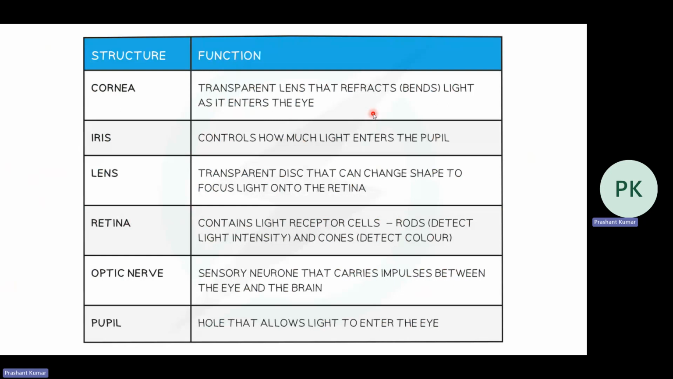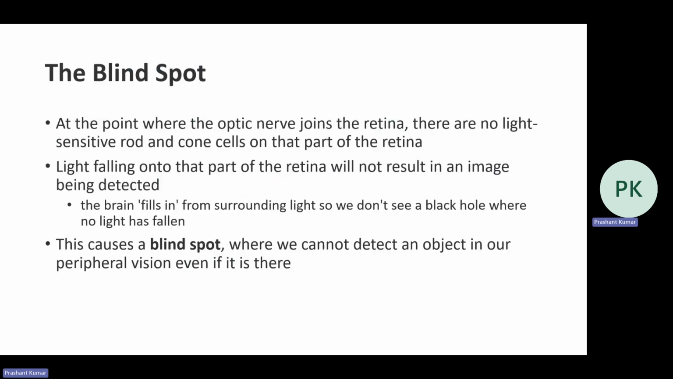What is the retina? The retina contains light receptor molecules, and we have two types of light receiving cells, rod cells and cone cells. Rod cells have the function to detect light intensity and the cone cells detect color. Optic nerve. The optic nerve is a bundle of nerves, right? They carry impulses between the eyes and brain. Pupil. The pupil is a hole that allows light to enter the eye. So the amount of light going inside your eyes is controlled by the pupil.